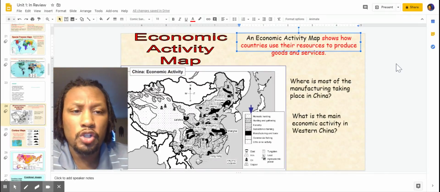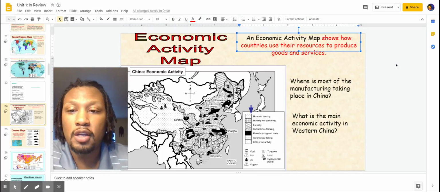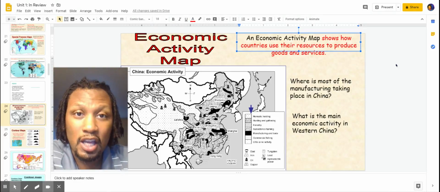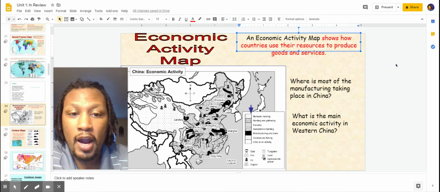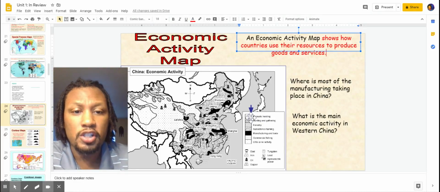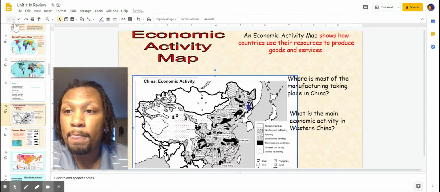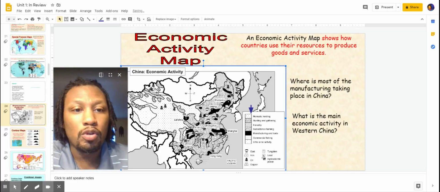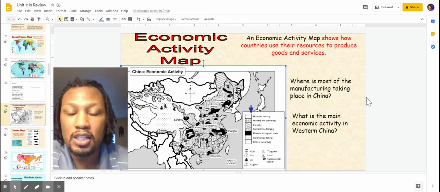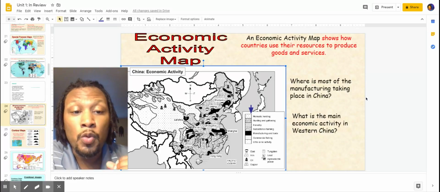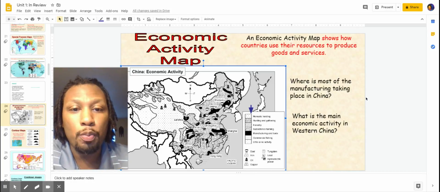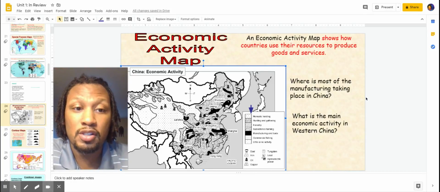All right, so the first question: where is most of the manufacturing taking place in China? Second question: what is the main economic activity in Western China? All right, first thing I want to call to your attention is the fact that there is a key. Because there's a key, what you should do immediately is pay some attention to what is actually in the key. How can this key help you answer those questions?